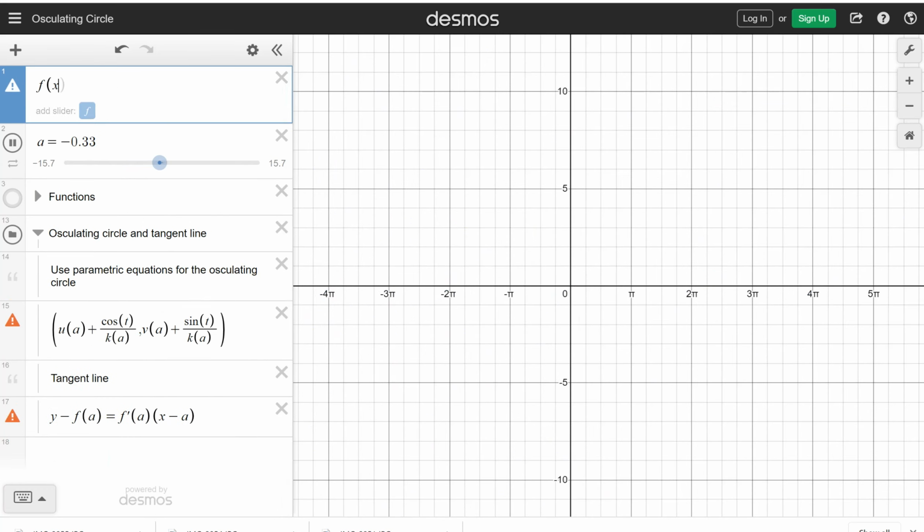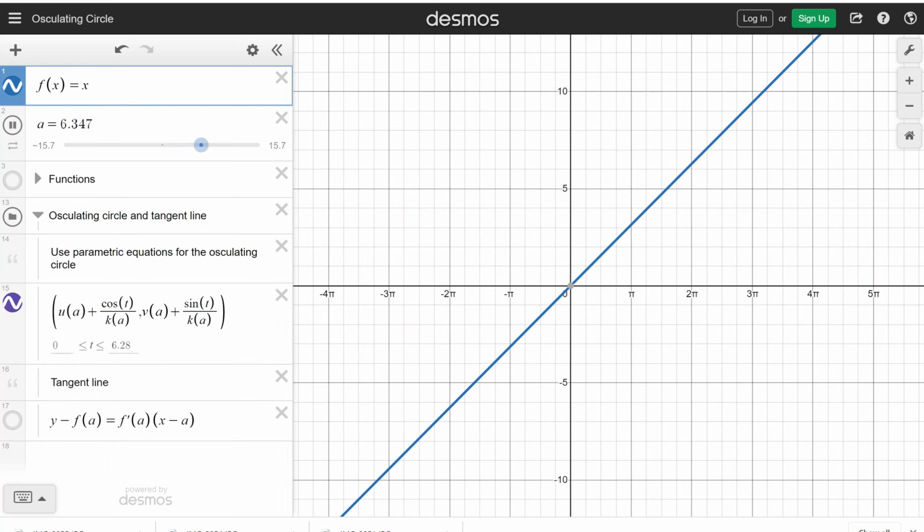So you can change the function to be, let's say, x. The curvature for a line is 0. The direction won't change. The curve is not turning, so that's why you don't see any osculating circle.